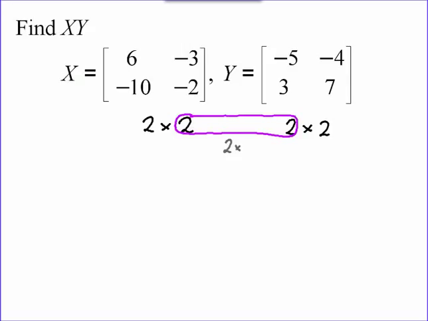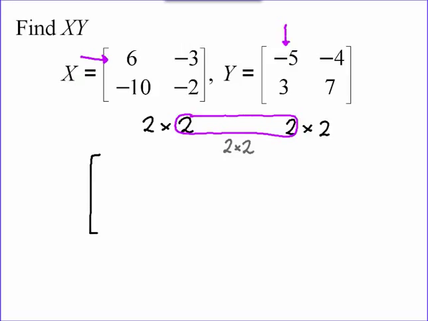So now we're actually going to go through the steps of multiplying. This is how you're going to start. You are going to start with row 1 in matrix 1, and you're going to take that times column 1.